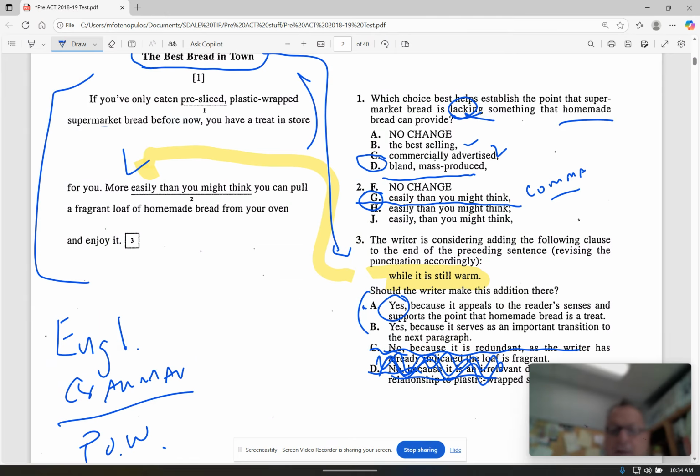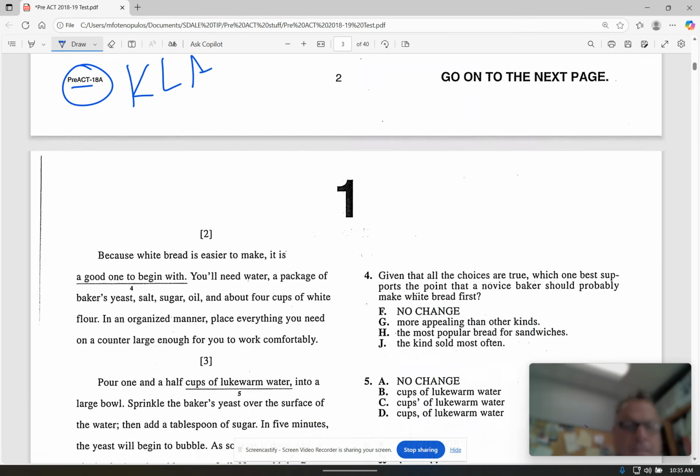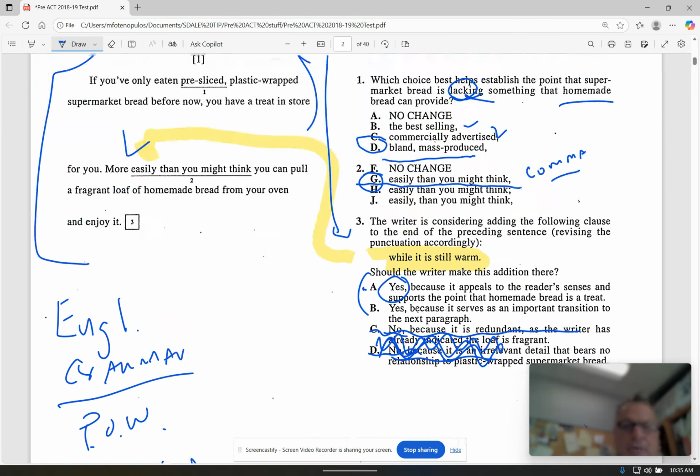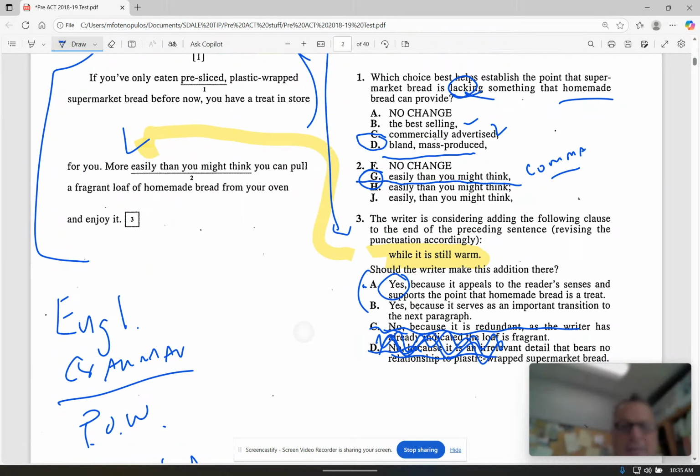And then if I get in here and I go, okay, well, could it be B? Yes, because it serves as an important transition to the next paragraph. Let's read the next paragraph real quick. Because white bread is easier to make, it is a good one to begin with. You'll need water, package of yeast, salt, oil, sugar, blah, blah, blah. Okay, warm bread, and then they start to get into how it's made. That really doesn't work. So the best idea here to me is A.